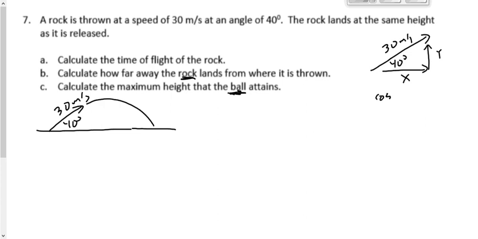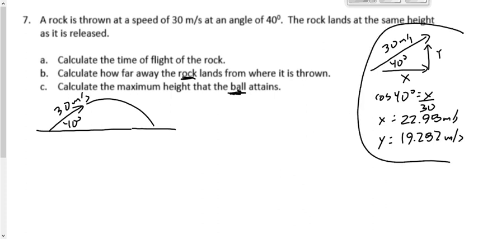We're going to say cosine 40 degrees is equal to x over 30. 30 cos 40 is what? 22.98. Thank you. And the y component we'd find by the sine function, 30 sine 40. What does that one equal? 19.282 meters per second. Good, thank you. So that rock/ball is moving at 22 meters per second horizontally initially and 19 meters per second vertically initially. All right, now we do our x and y component thing.